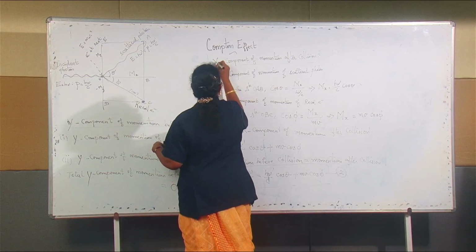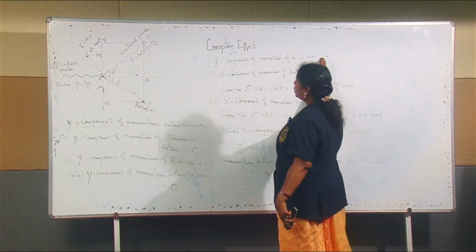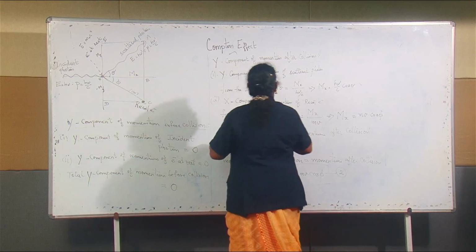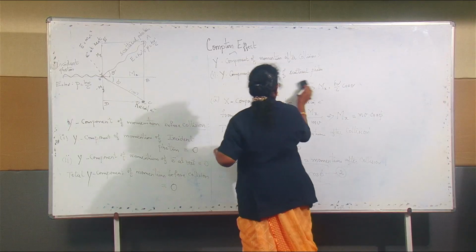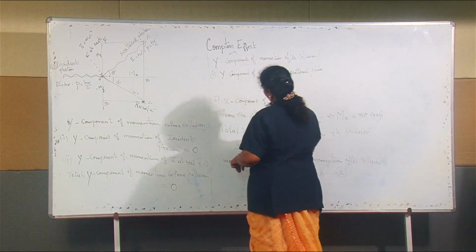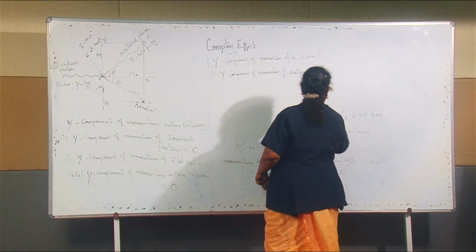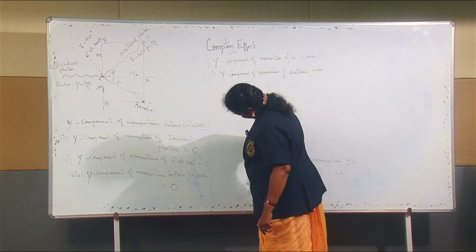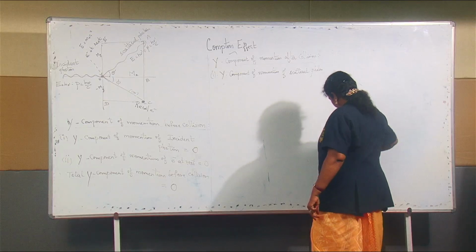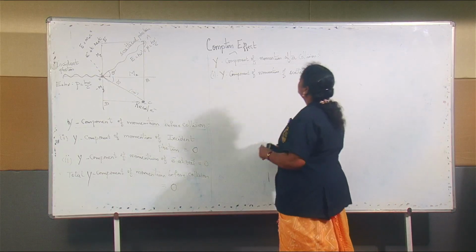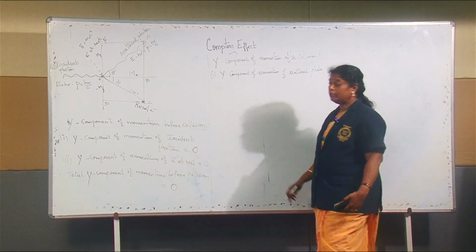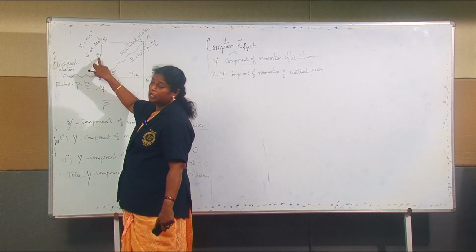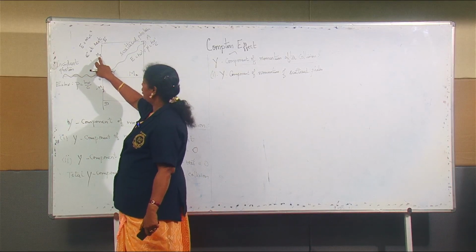Next is the y component of momentum after collision. First we want to find it for the scattered photon. Let us rub it entirely; here that will change. So, the y component of momentum of the scattered photon. Where is the y-axis? Here. Now we want to find the momentum along the y-axis.